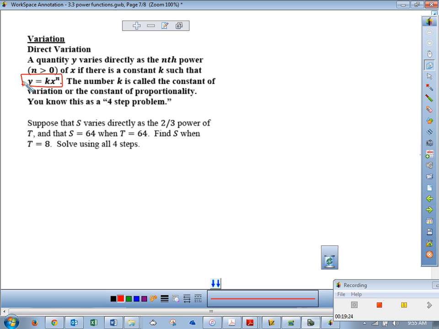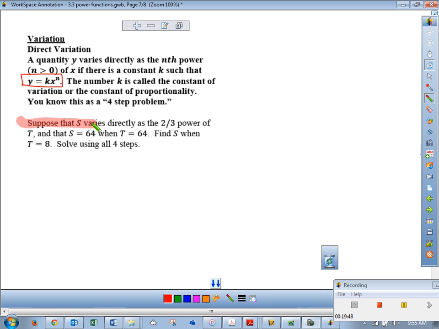As x gets bigger, y will get bigger also. They vary directly. Right? The same thing happens. So here's what we'll do. We'll do the 4-step problem. First step that we do is we will actually kind of make up our own generic equation. It says, suppose that s varies directly as the 2/3 power of t.